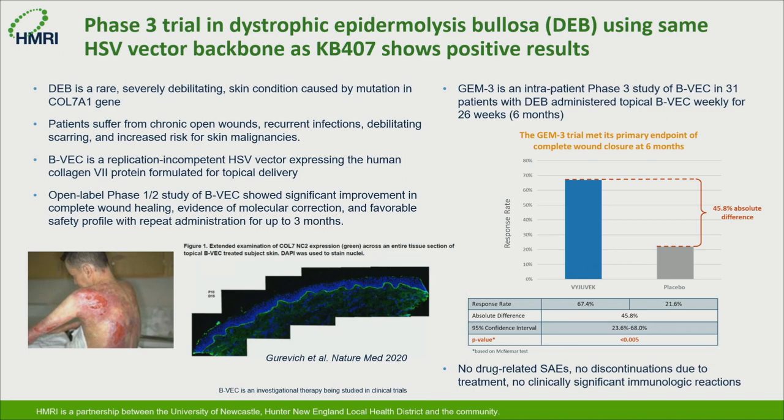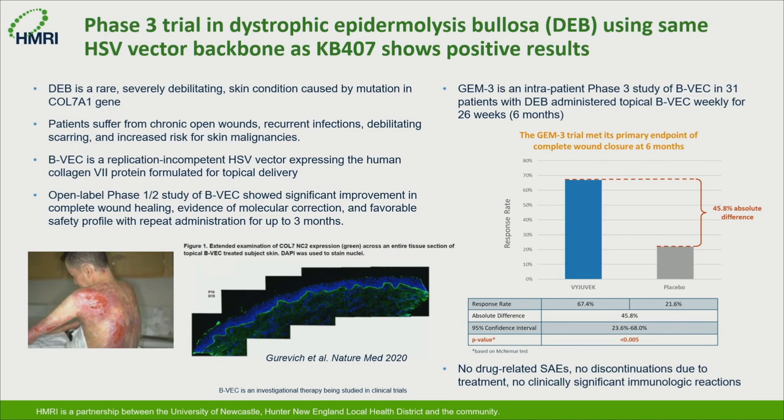So this vector has been used quite successfully in a dermatological application. This is a condition called dystrophic epidermolysis bullosa, which is really a horrible condition, a disorder in the collagen 7 gene, and leads to really quite aggressive deforming skin disease that leads to lesions which are at best very difficult to manage and cause significant problems. And the patients suffer from open wounds, recurring infections, and it's really quite a tragic disorder.